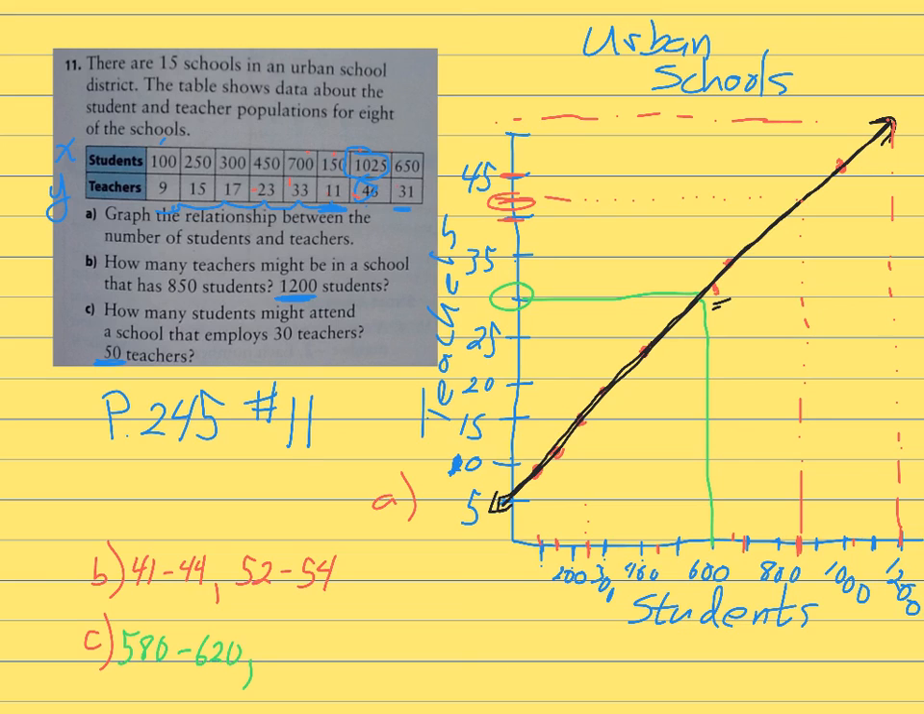And we go again to 50 teachers. There was 50. We read across, and then I read as best I can down. Again, it looks like a little more than 1,100, right? There's 1,000, that is 1,100, and there's 1,200. So I'm thinking we have somewhere between 1,100 to maybe 1,150.